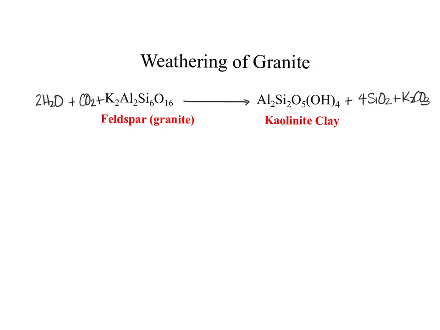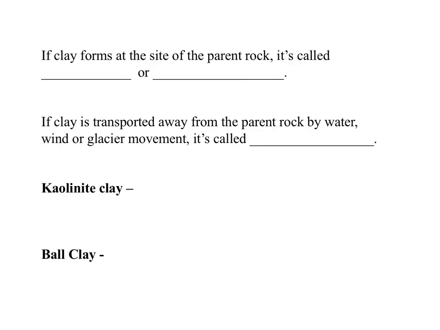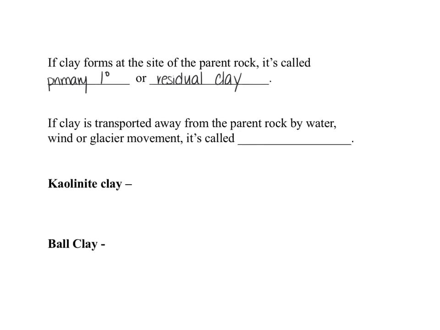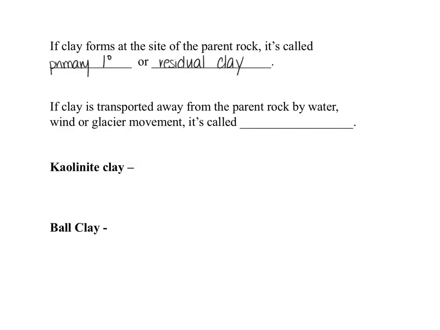Now, let's talk about different types of clay. If clay forms at the site of the parent rock, it's called a primary clay, which a lot of times we can represent with 1 and a degree sign, like 1°, or residual clay, right? If clay is transported away from the parent rock by water or wind or glacier movement, that's called a secondary clay. And we can represent secondary with 2 and a degree sign.